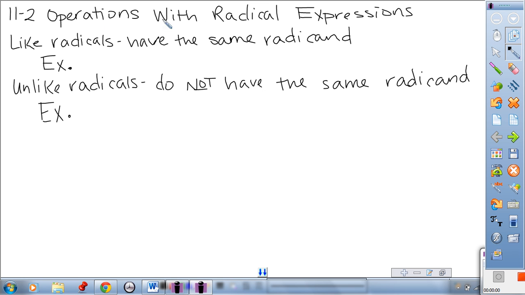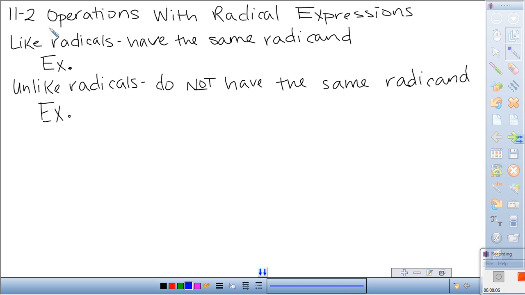This is 11.2, operations with radical expressions. Like radicals have the same radicand. For example, if you had 5 square roots of 2 and negative 3 square roots of 2, they have the same radicand, the square root of 2 and the square root of 2, so they would be like radicals. Remember, we can only add and subtract like expressions, so you could add these together.